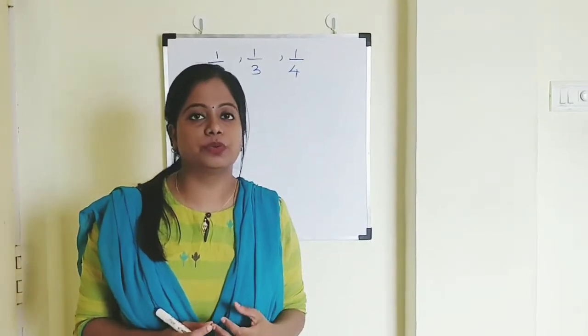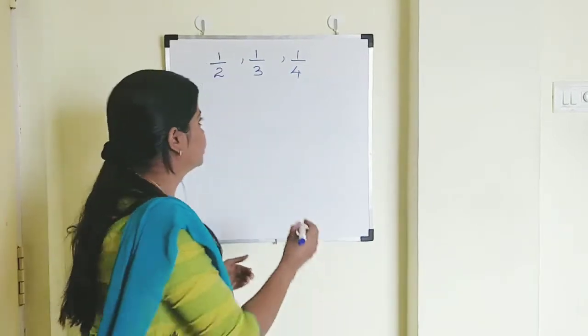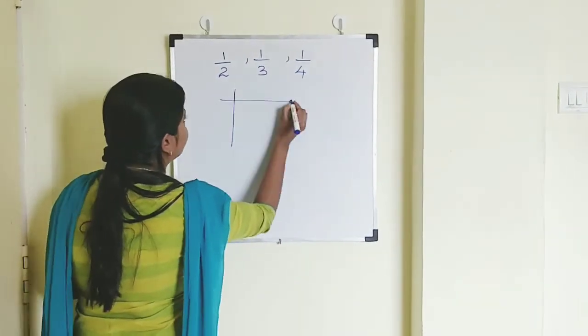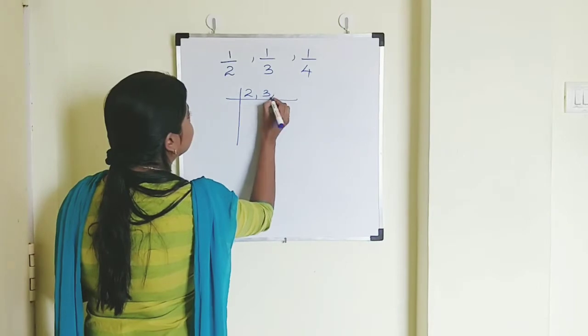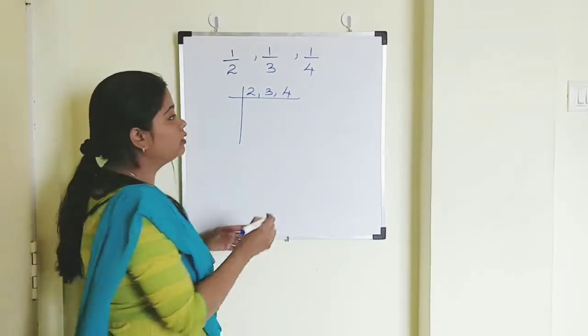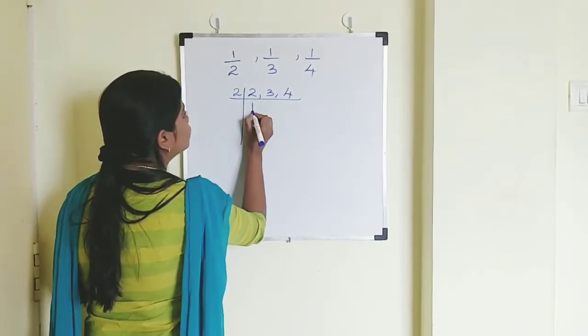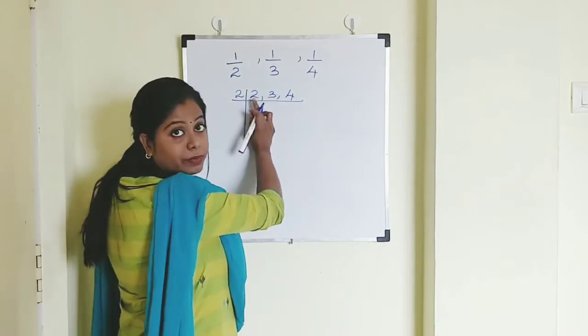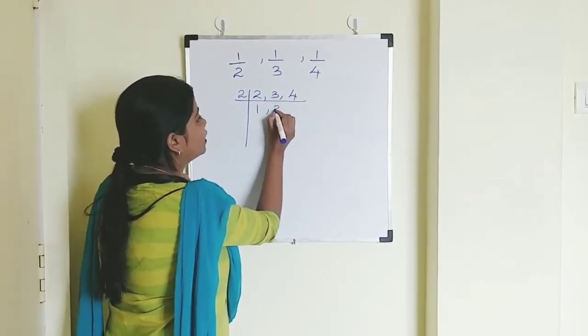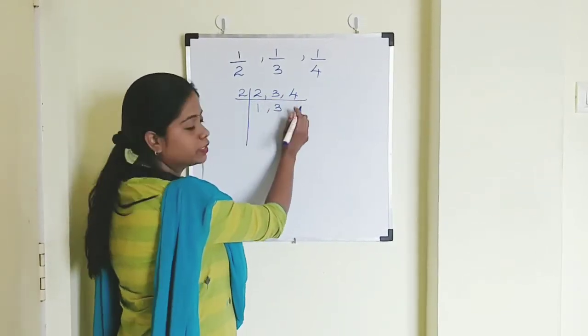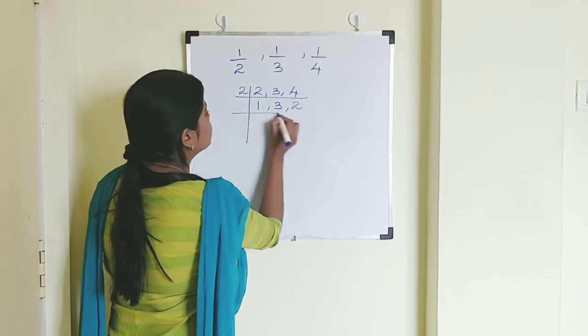So what you need to do is find the LCM. We have to find the LCM for 2, 3, 4. Fine, so I'm going to start with 2. 2 ones are 2. Can I divide 3 by 2? No, so I'm going to write 3 as it is. Now 4 can be divided by 2, so 2 2s are 4.